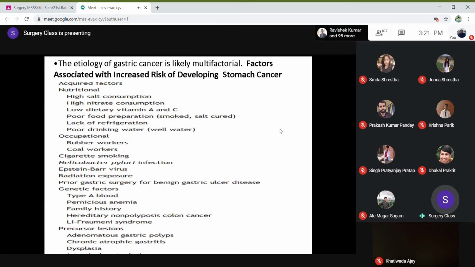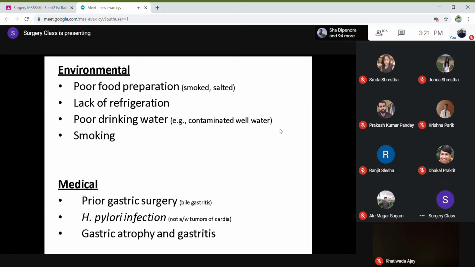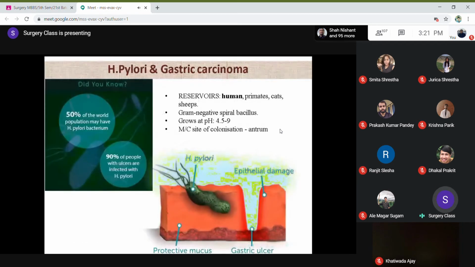Okay, and the family history, and the adenomatous gastric polyp. Can you see that? And then the dysplasia and intestinal metaplasia. So nutritional, and then also high complex carbohydrate consumption and low fat or protein consumption. Environmental, again, I have already told you. So these are all done.